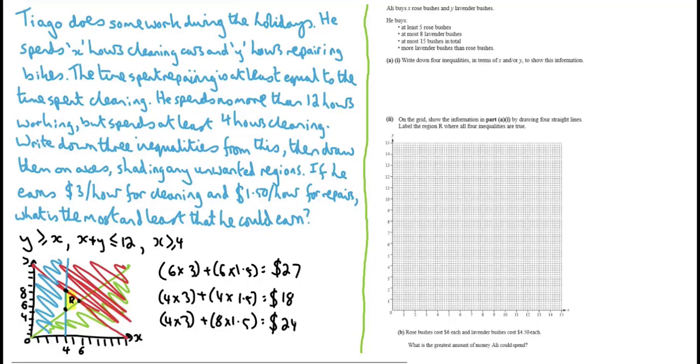What then is the greatest amount of money that this person could get? Well, that's going to be the 27, that's your most, and the least is then the 18. You don't have to specify what hours these would be for, but if you did, for the most, you'd have 6 hours of each. And then for the least, you'd do 4 hours of each.